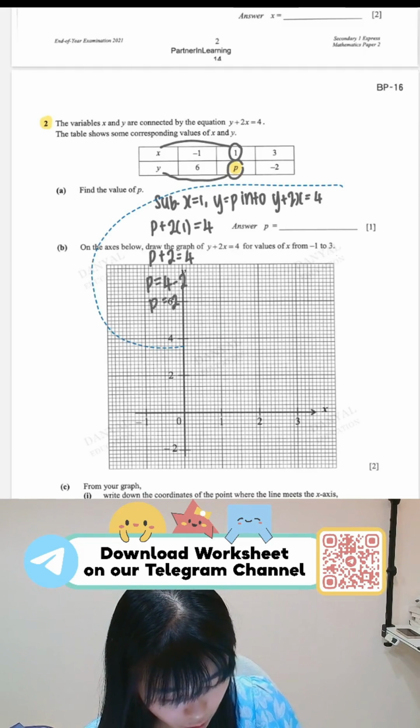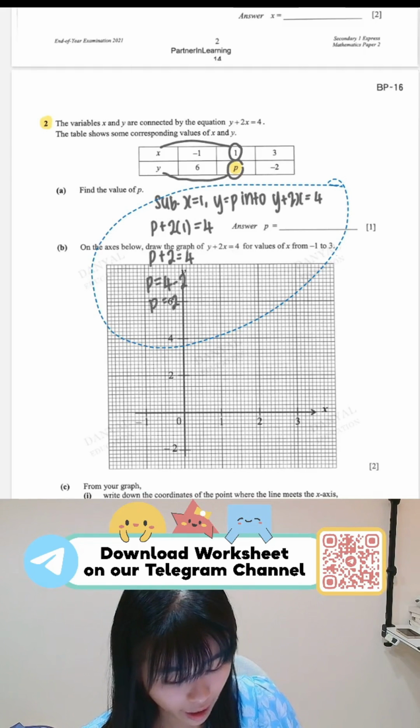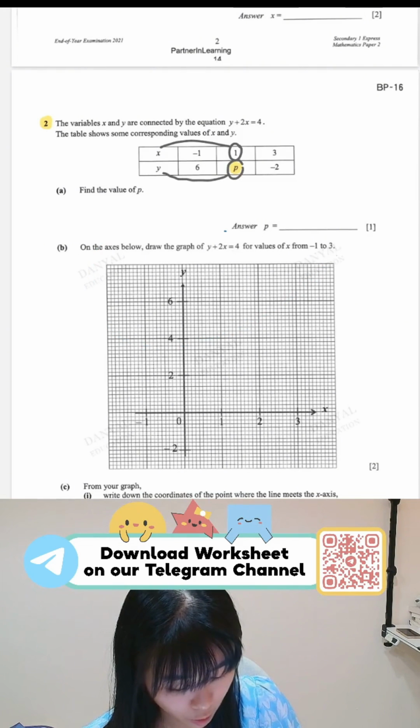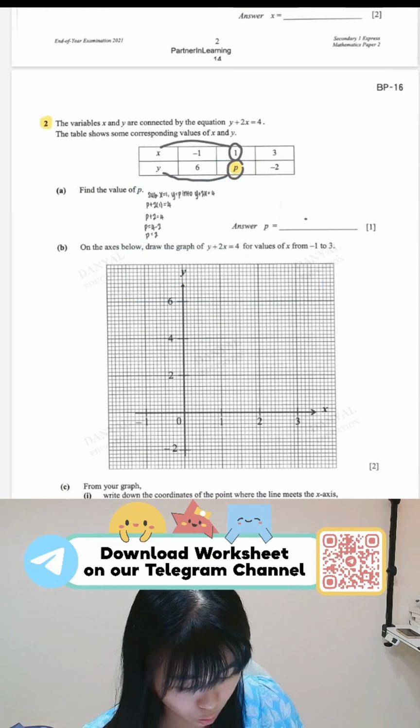Okay, let me just resize this. Sec 2, can I stay here? Can, you can revise for Sec 1 stuff. This one also likes to appear for exam every time. Okay, so p is 2.